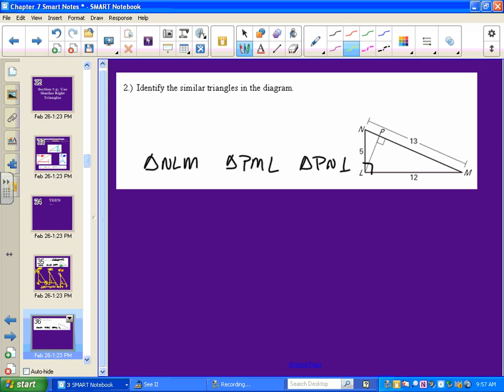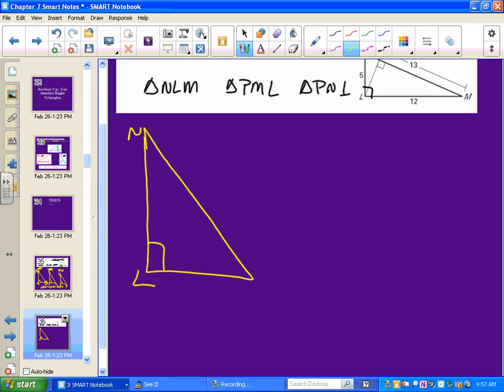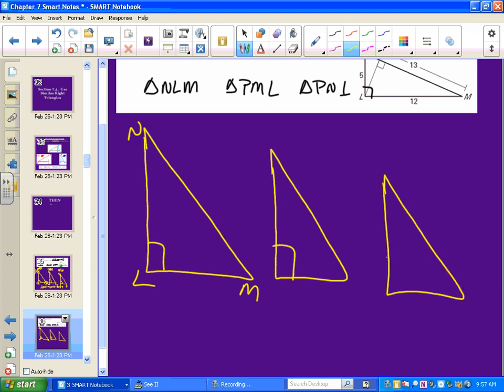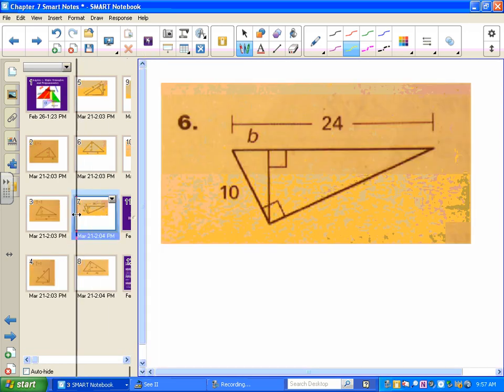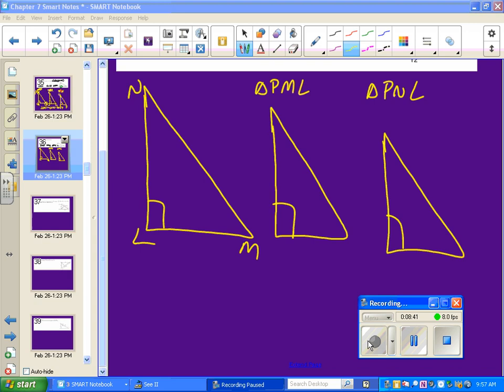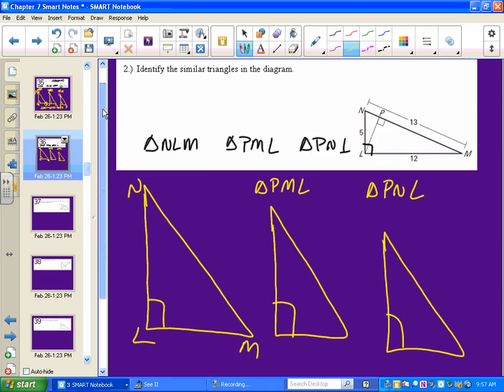So walking through this again with you. Drawing the triangle so that the right angle is in the bottom left. The right angle is L. We'll put N up at the top and M at the bottom. There are my other two right triangles. This one will be triangle PML. This one will be triangle PNL. The right angle is angle P.